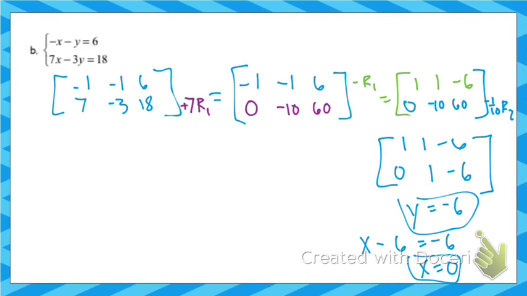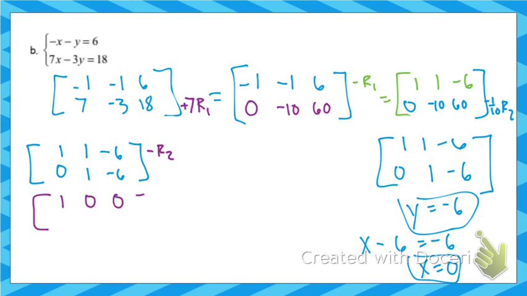Now let's say we want to go all the way to that reduced row echelon form. So what I would do is take the row echelon form, and now I need to get a 0 also in this place. Well, the way I would do that is I would add a multiple of the bottom row. So I would subtract row 2. So that would give me 1 minus 0, 1 minus 1. Negative 6 minus negative 6 is negative 6 plus 6, which is 0. And now I'm in that reduced row echelon form, so I can easily see x equals 0 and y equals negative 6.